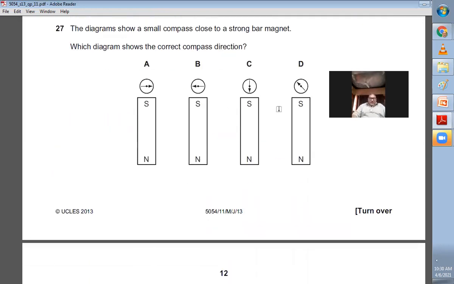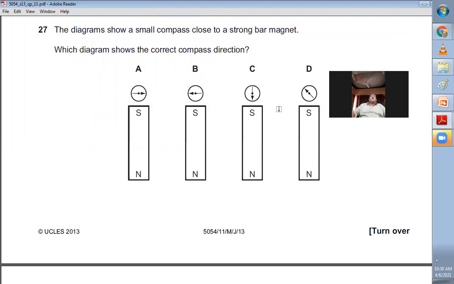So now we have question number 27 on your screen. The diagram shows a small compass close to a strong bar magnet. Which diagram shows the correct compass direction? The compass needle always points where the magnetic lines are going. So for example, in A, it's wrong. The magnetic lines here are going into the south, so the magnetic compass direction is wrong.